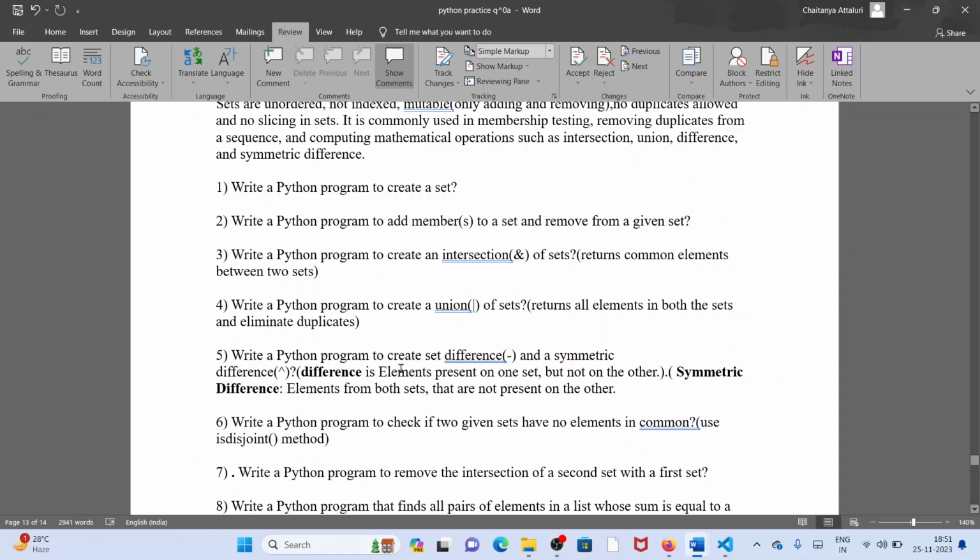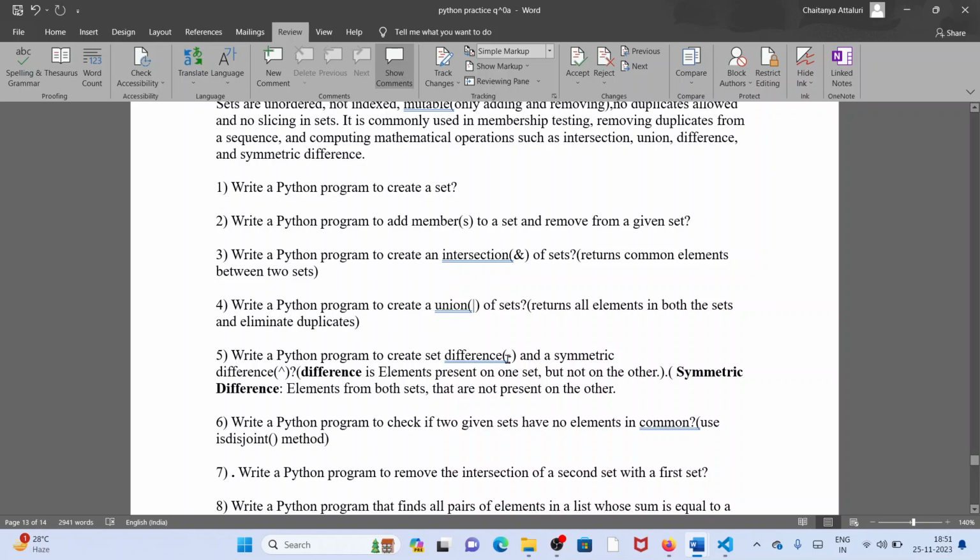Fifth one, write a Python program to create set difference and symmetric difference. Okay, we have to write set difference and symmetric difference. Difference is nothing but the elements present in one set but not in the other. Difference returns elements present in one set but not the other set. Only the first set's elements are returned.